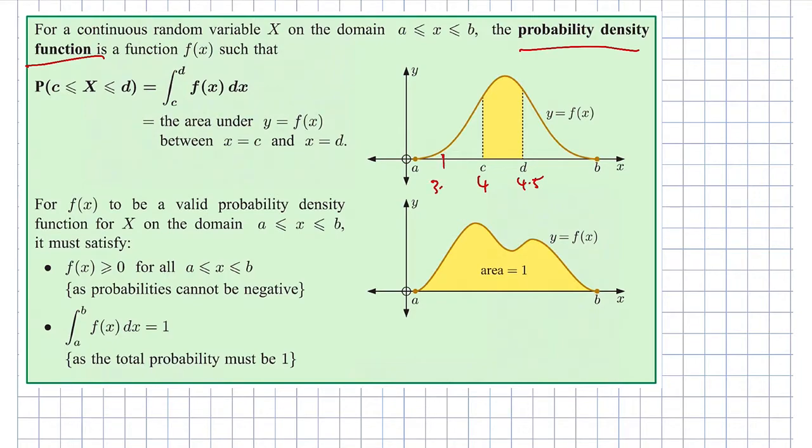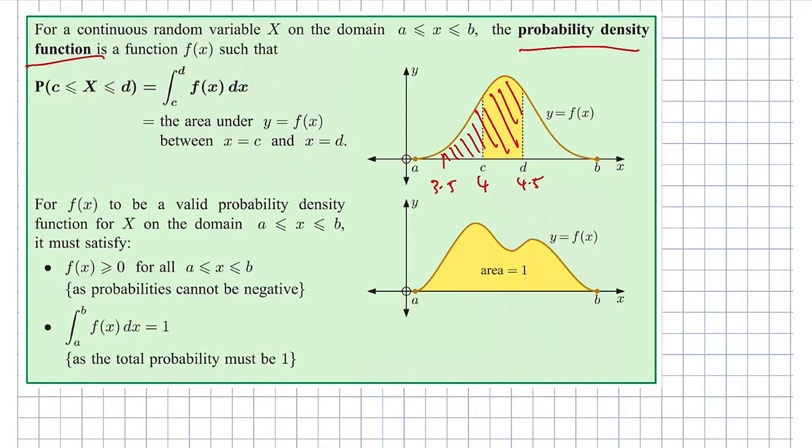Obviously, if we extended that range and went right out here to say, I don't know, 3.5, and included that part of the area as well, it would be a higher area that's covered, a higher percentage. So that's what we're looking for in a probability density function, what we can use it for.